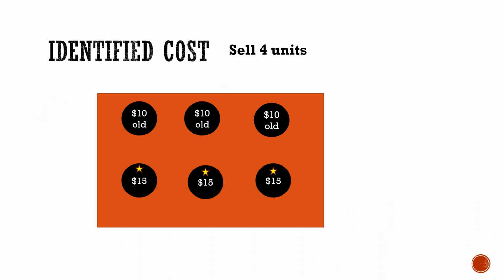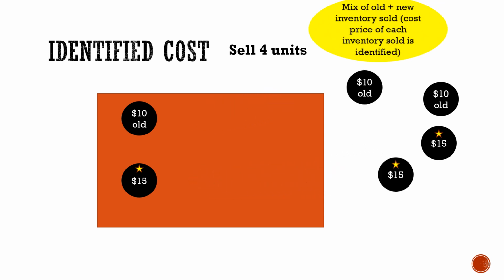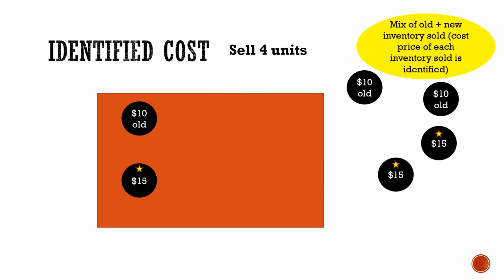Here in our inventory on hand, we can see that we have a mix of old and new batches of inventory, with the old batch of inventory having a cost price of $10 per unit, and the newer batch of inventory having a cost price of $15 per unit. Now we're going to sell 4 units. What we can see here is that we have a mix of old and new inventory sold. The cost prices of each inventory sold is identified.